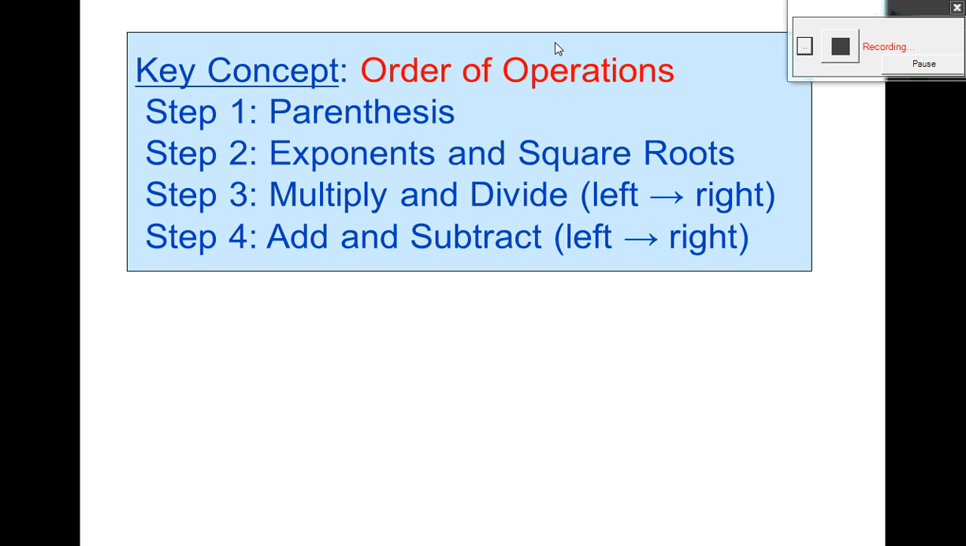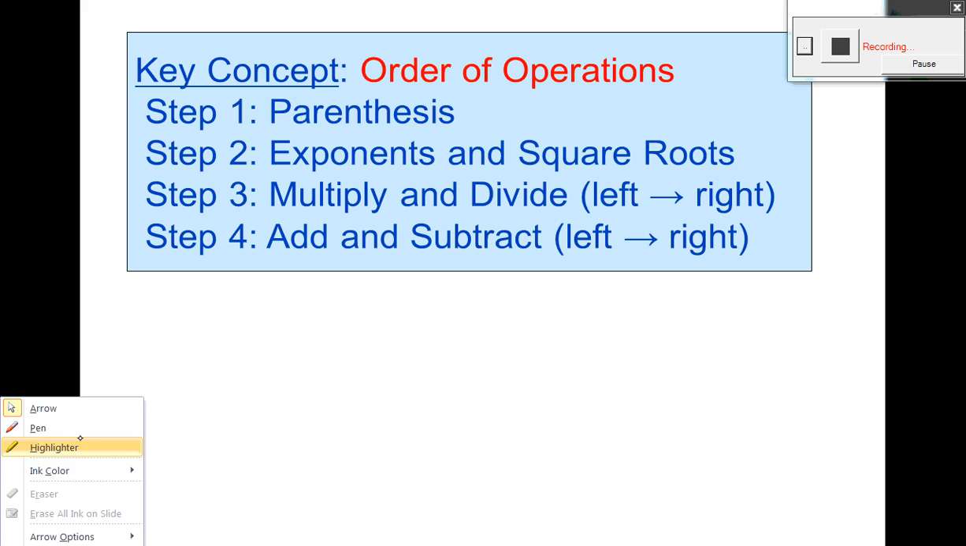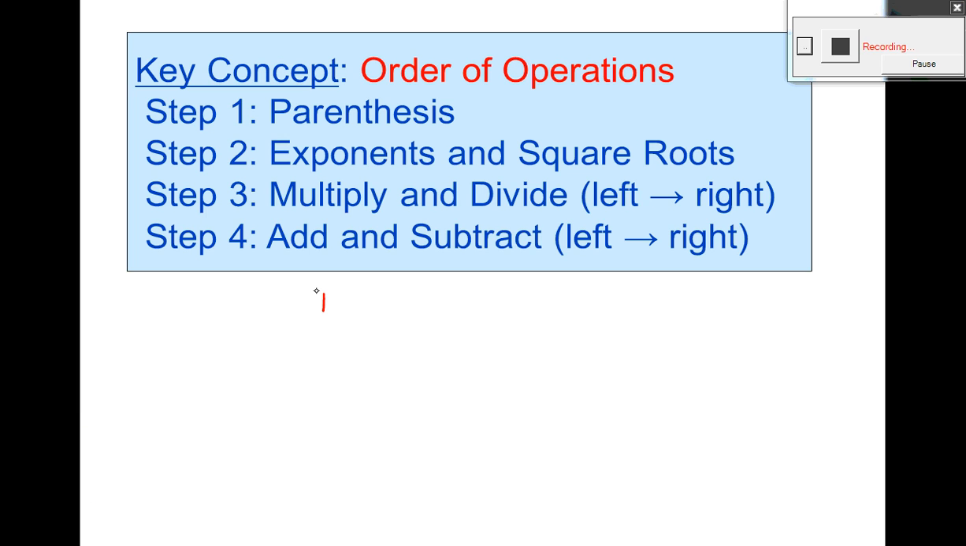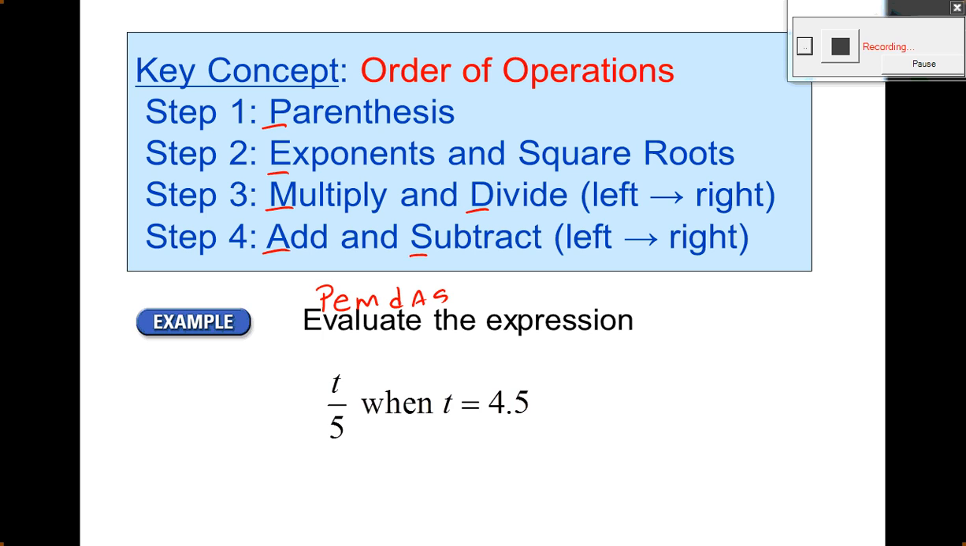The key concept in the order of operations is number one, parentheses, two, exponents and square roots, three, multiply and divide from left to right, four, add and subtract from left to right. And some of you may remember this thing called PEMDAS, right? It stands for parentheses, exponents, multiply, divide, add, and then subtract. So the order in which we do things is important, otherwise we could end up with different answers.